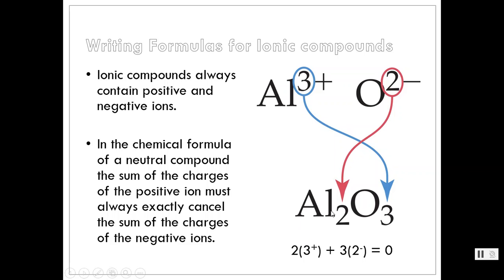I have 2 aluminums. Each one is 3 plus. I have 3 oxygen atoms. Each are -2. And the sum of that is 0. So you can feel confident that you have written a correctly balanced neutral chemical formula. And you can do that by taking the charge on one and having it be the subscript on the other.